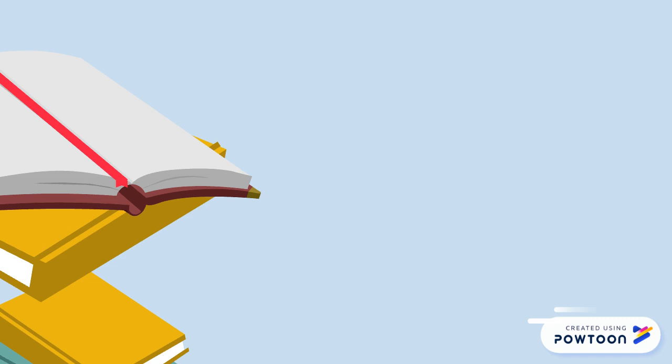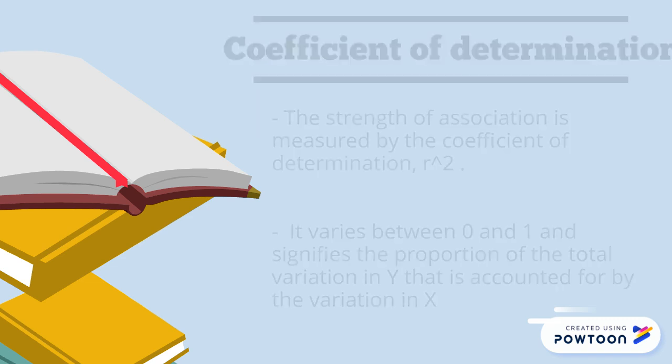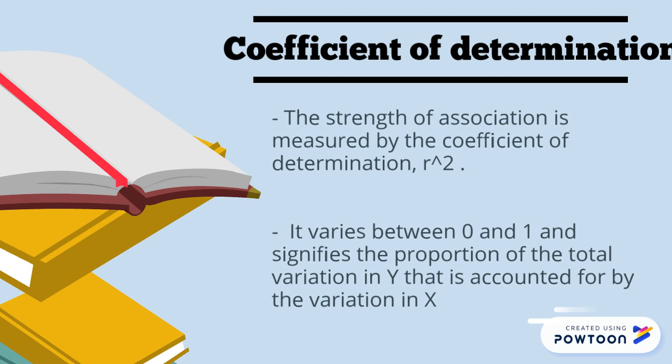Next is the coefficient of determination. The strength of association is measured by the coefficient of determination, R squared. It varies from 0 to 1 and signifies the proportion of the total variation in Y that is accounted for by the variation in X.